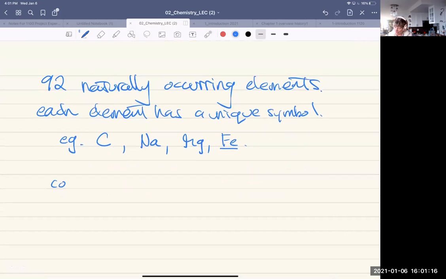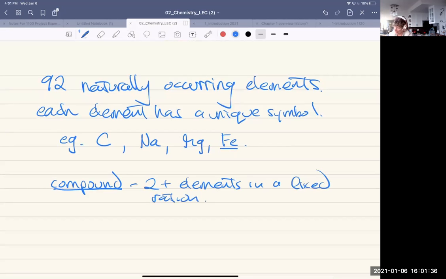So what is a compound? A compound is two or more elements occurring together in a fixed ratio. In a fixed ratio. And one of those is sodium chloride, or table salt. There's an equal number of sodium and chloride in this particular example.